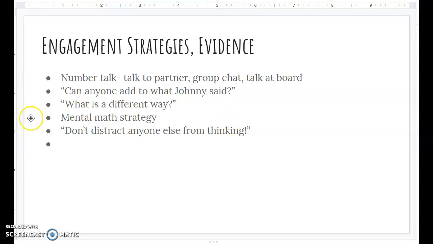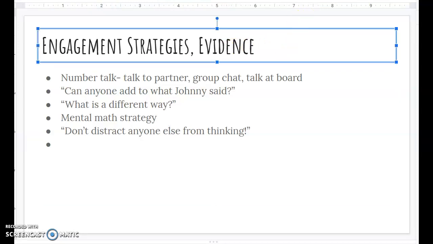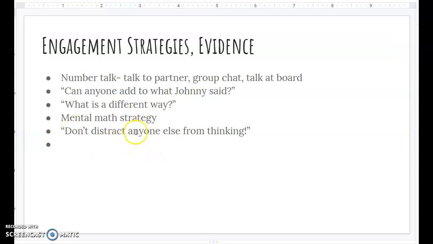What is a different way? It's something that she asked. Mental math strategies. This is something that all teachers should, their students should be able to know. Think about it in your head, and how would you come up with that? And my favorite part is she'd say, don't distract anyone else from thinking, which is such a nice way of saying be quiet and listen, or be quiet and think. She was very good at engaging them and keeping them ready.